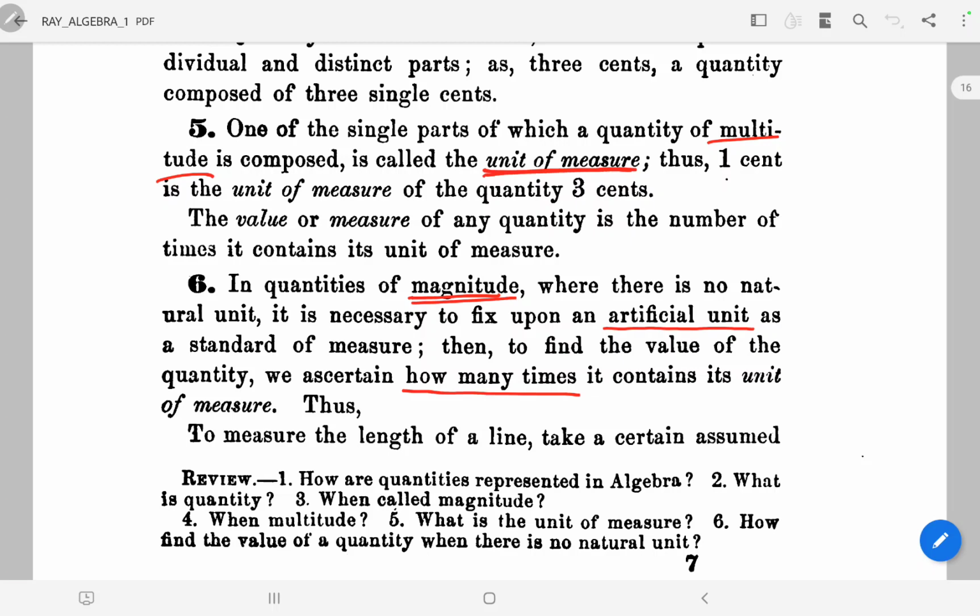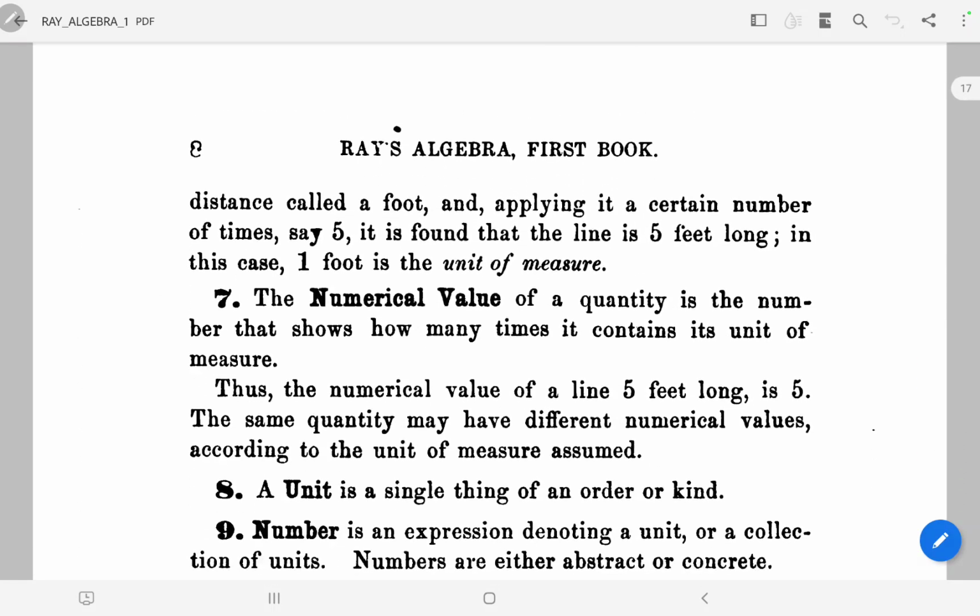Down here at the bottom of Article 6, we read, to measure the length of a line, this is an example of a magnitude. A line is an undivided form, a whole body. To measure the length of a line, what do we do? We take a certain assumed distance. A certain assumed distance, that's the artificial unit of measure.